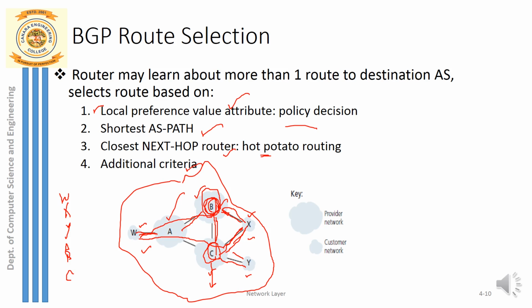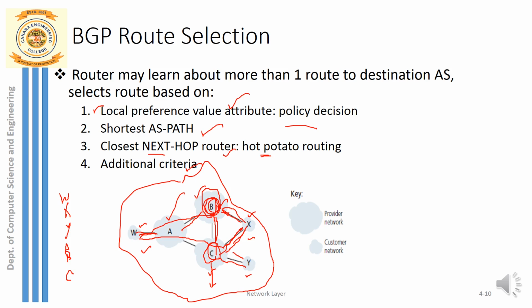Next, the shortest AS path should always be chosen. Any algorithm, Dijkstra or Bellman-Ford, any one algorithm can be chosen to calculate the shortest AS path, and that is how it will reach the destination. And then the closest next hop also should be chosen.